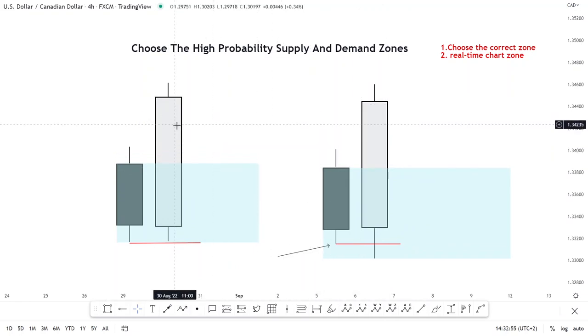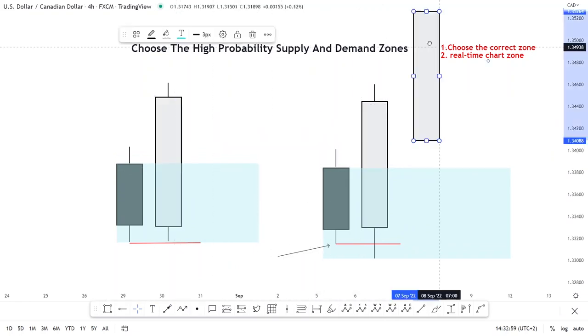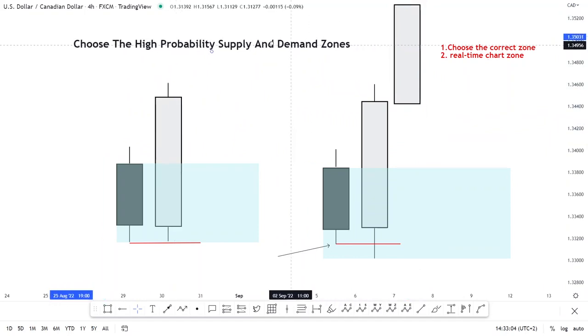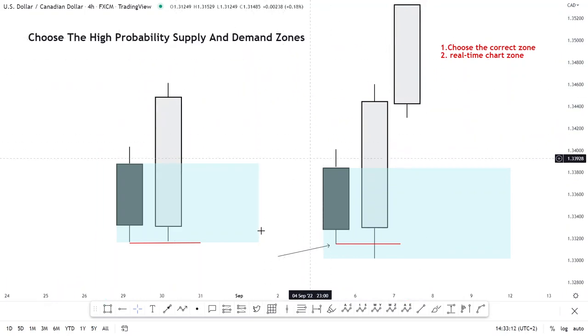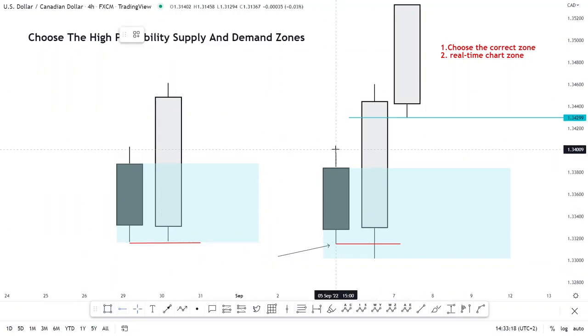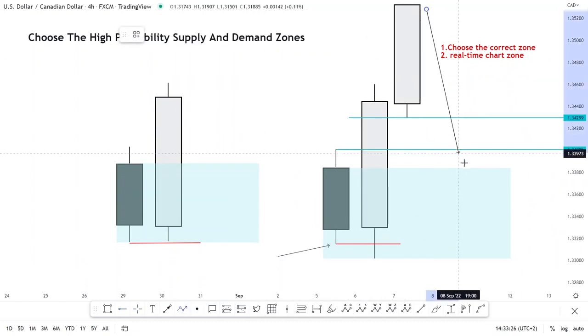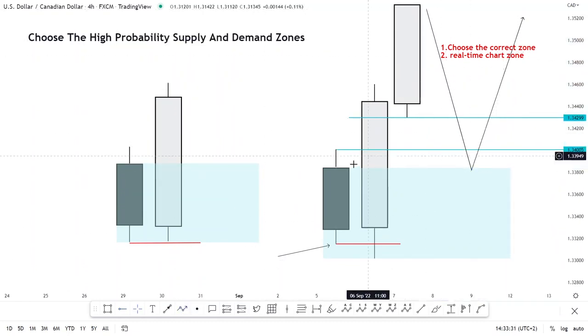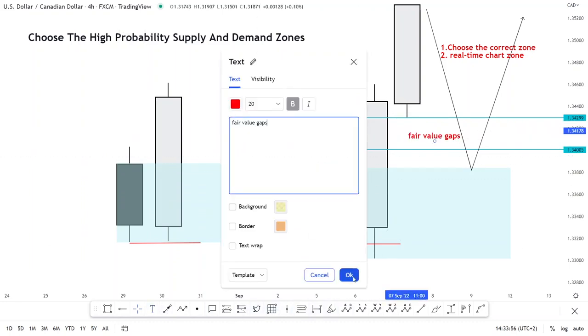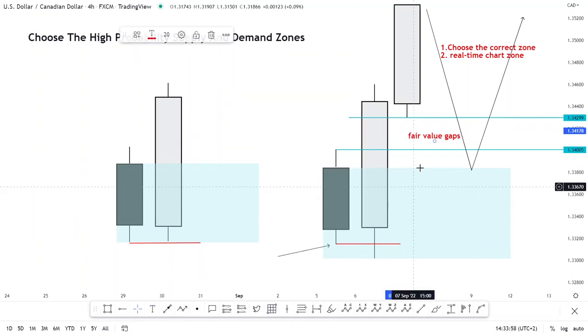And sometimes when you need to choose a zone, you have to consider the gap in between. As you can see, we have a space here between this candle and this candle here. You see this space here, the market is more likely to come and fill it up and then move higher. So please also consider these spaces in the market, and you can also call them fair value gaps, FVG.